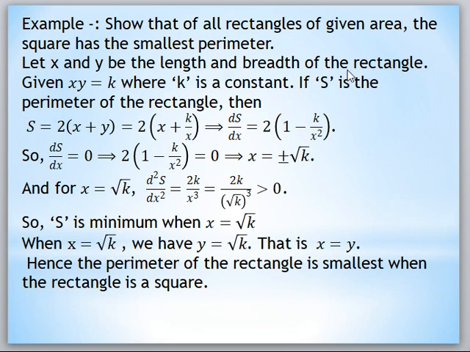Now for that, we start with a rectangle and we assume that the rectangle has length x and breadth y. The area of the rectangle will be x into y, but since it is given that the area is given, means area is fixed, means area is constant. So we put x into y is equal to k, where k is a constant.